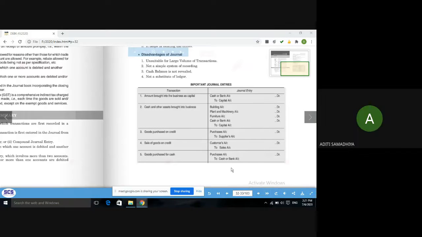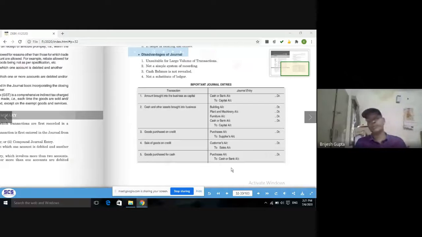Sairam? Yes, sir. Okay, now the same thing for sales. Now see the basic concept. Sales is income, revenue, right? Nominal account. Increase in incomes. What is the rule of nominal account?